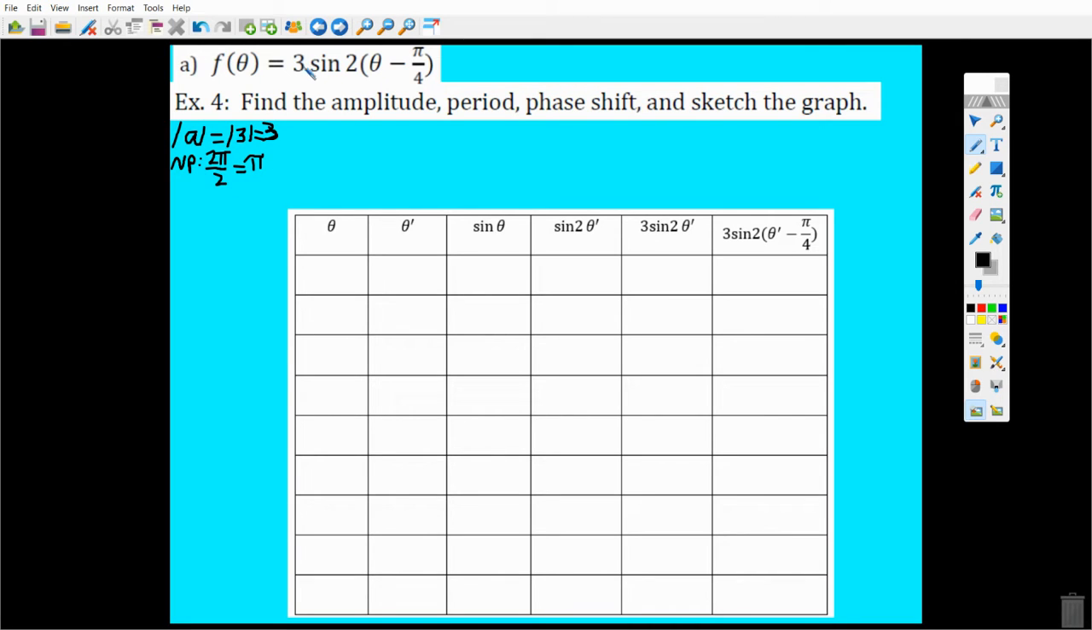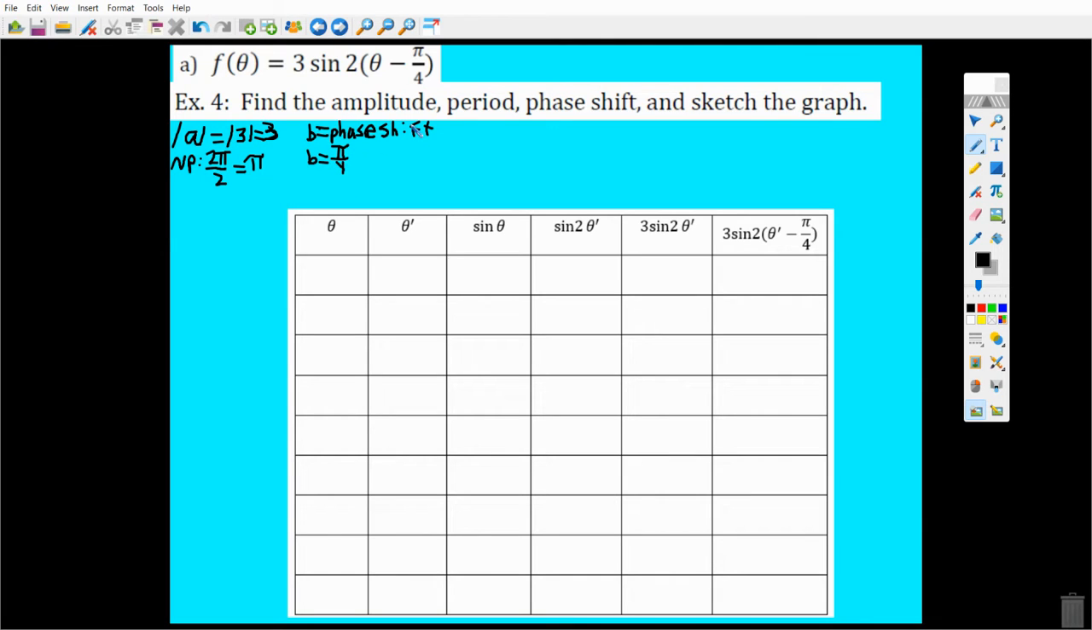So this graph here of 3 sine of 2 theta minus pi over 4 is going to complete a cycle between 0 and pi, which we're going to be filling out here. The other new thing here that we haven't seen before is a phase shift. A phase shift is this number here, b, okay? And so b is our phase shift. Okay, and so b equals pi over 4.